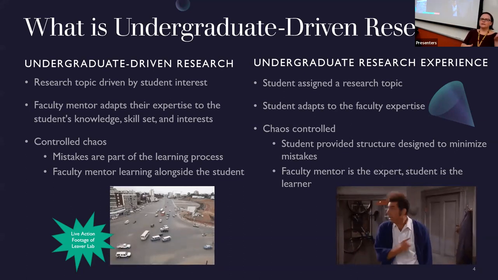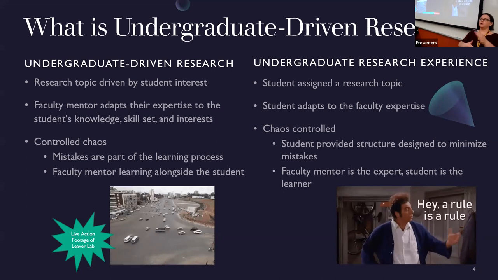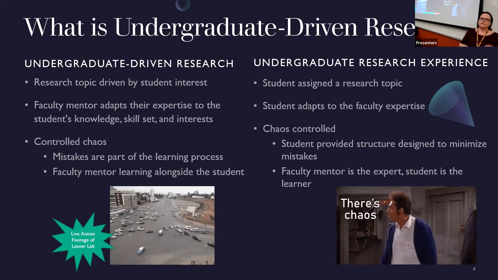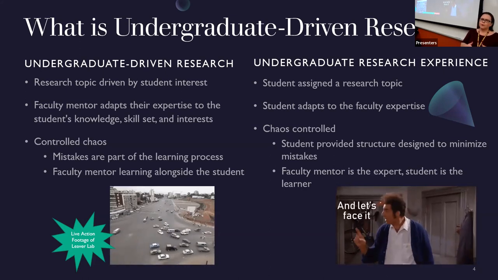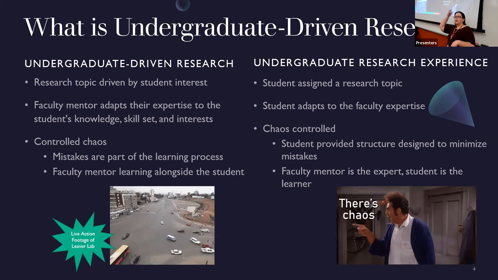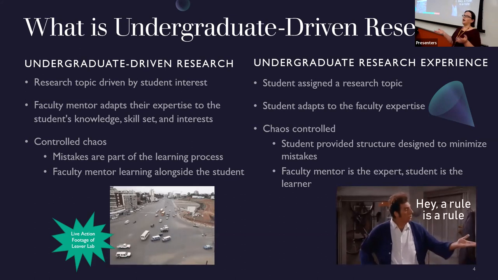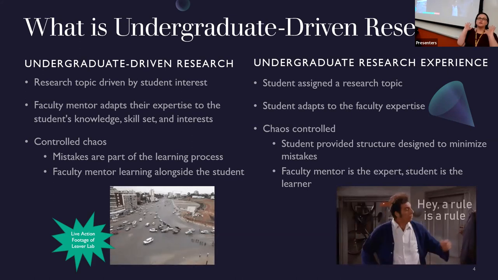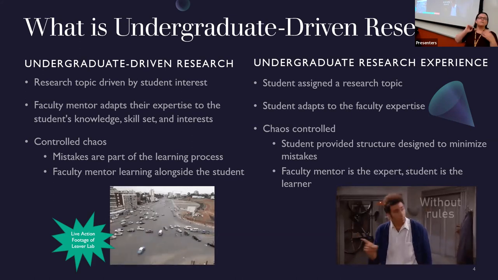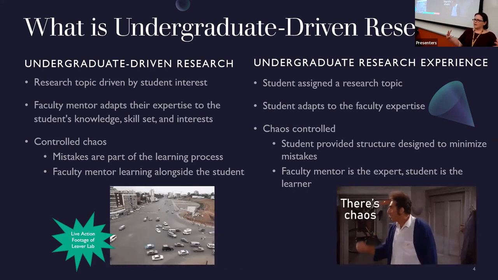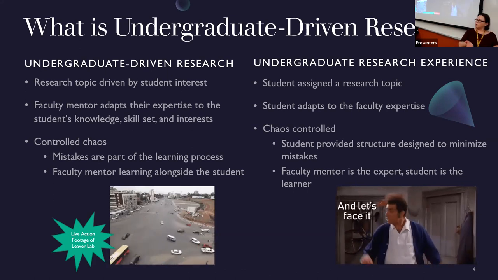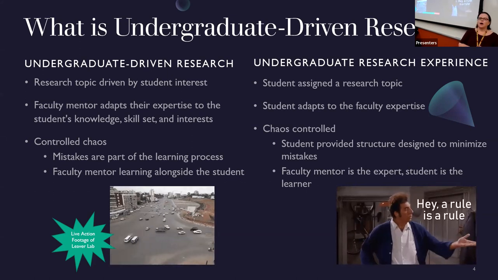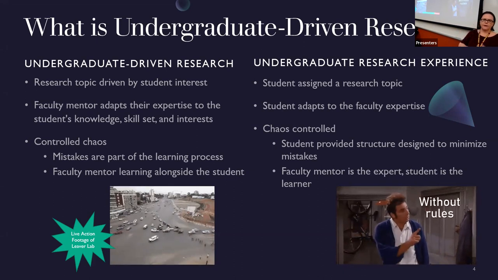So it really is almost a reverse, or maybe more of an equal grounding. And so that takes me to the second bullet point. The faculty member adapts their expertise. So I don't become, I don't know, a professional flute player. I don't change completely my field of expertise. I'm not going to do social psychology, right? But I can adapt some of my expertise to include what the student's knowledge is, what the student's skill set is, and what their interests are. And you'll see that in some of the examples that I give later on.